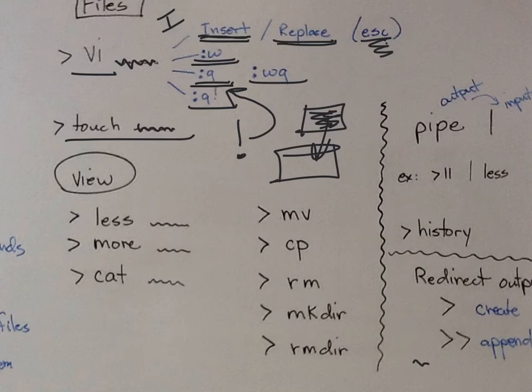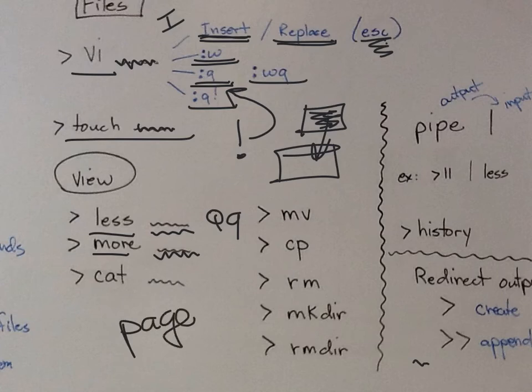How to look at the file is you can type less, and you have to use a Q to get out of that. Actually, you can use a small q too. More does something similar. You just type more and the name of the file, and it'll give you a page at a time. And then you can use the space bar to move pages at a time, or you can use the enter key to move one line at a time.